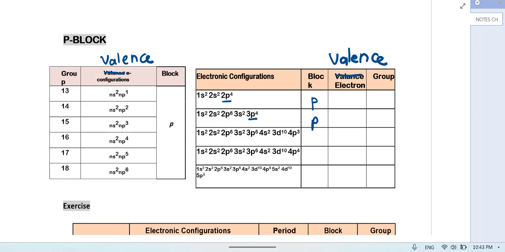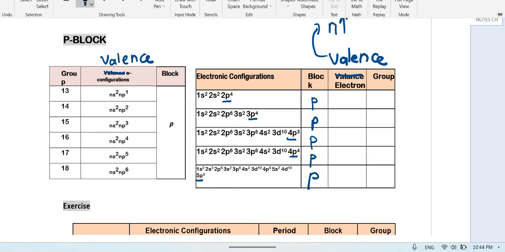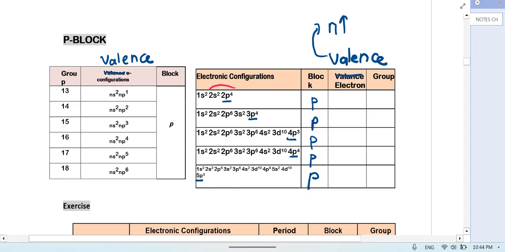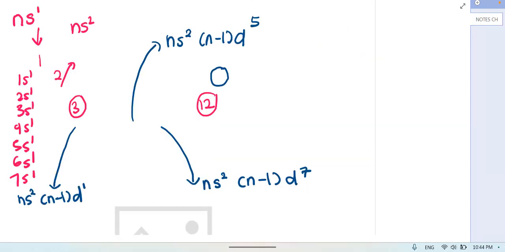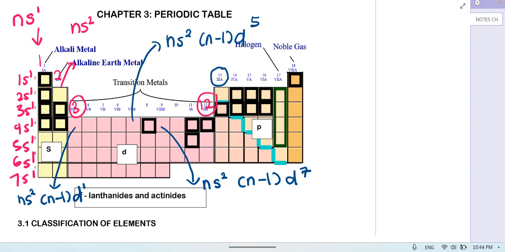Okay, so all of these come from P block. For P block, in order to determine the valence electron, we need to add the number of electrons at the highest value of n. The highest value of n is 2. So 2 plus 4 is 6, group 16, because P block elements start with group 13 until 18.